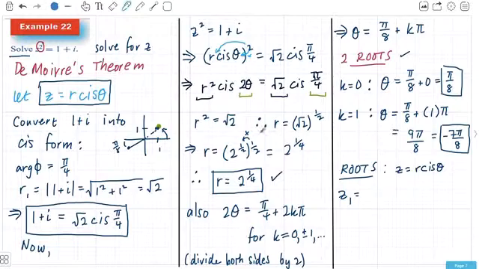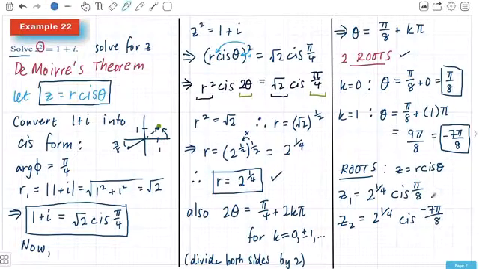So our first root is going to be 2 to the power of 1/4 cis and the angle pi over 8. And the second root is going to be 2 to the power of 1/4. That was my R that I found. Cis negative 7 pi over 8. Now, that is all that's asked for here in this particular question. I just wanted to show you a little bit extra with that, which is what the graph will look like.